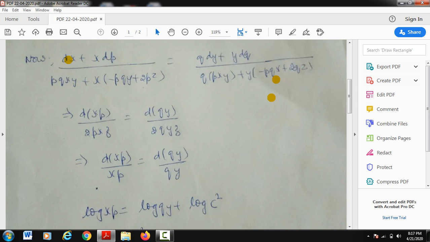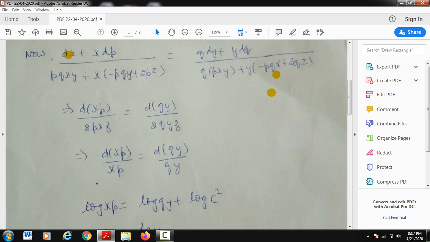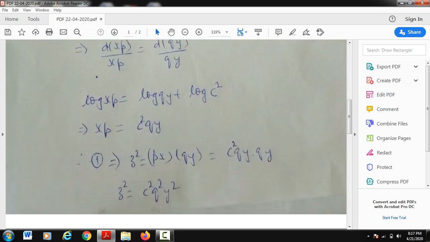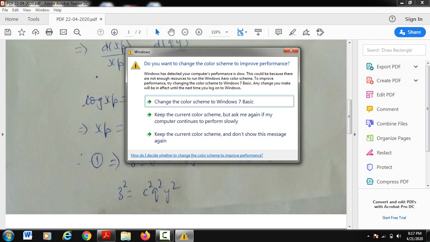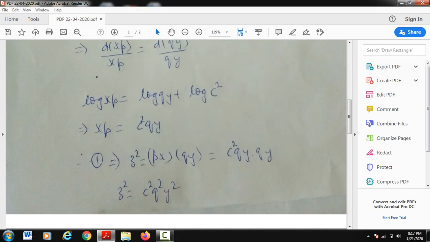So here students, you can see in the denominator there is a factor, and in the numerator there is the differentiation of the same factor. Okay, so if I integrate it, I will get log of xp is equal to log of qy plus constant log of c. You can use c also here. Why I am using c square here, I will tell you later on. Otherwise you can use c only. Applying the properties of log, log a plus log b is log of a into b, so c square into qy, and this log and log will balance. I will get xp is equal to c square qy.